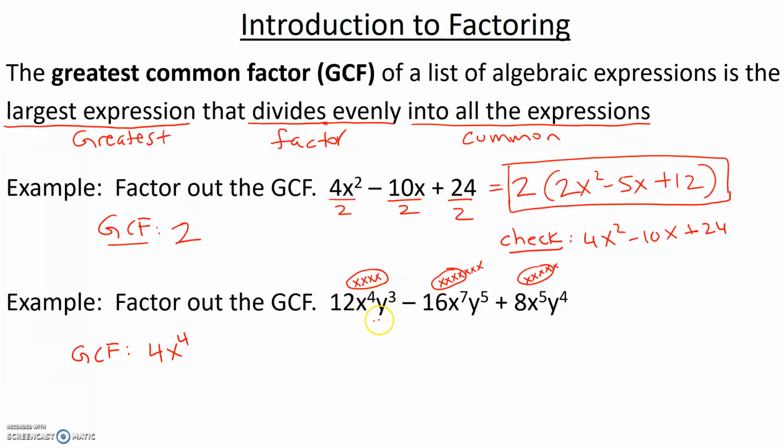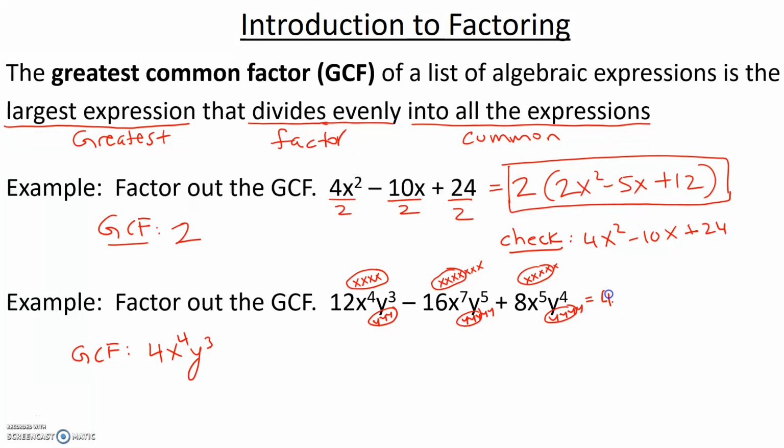Now with the y's, we have 3 y's. Here we have 5 y's. Here we have 4 y's. We have to determine what is the most number of y's we can take out of each of these expressions. The most number we can take out is 3, since the first expression only has 3 y's. So we can take out 3 from each expression, which means that our GCF is going to be 4x to the 4th, y to the 3rd.